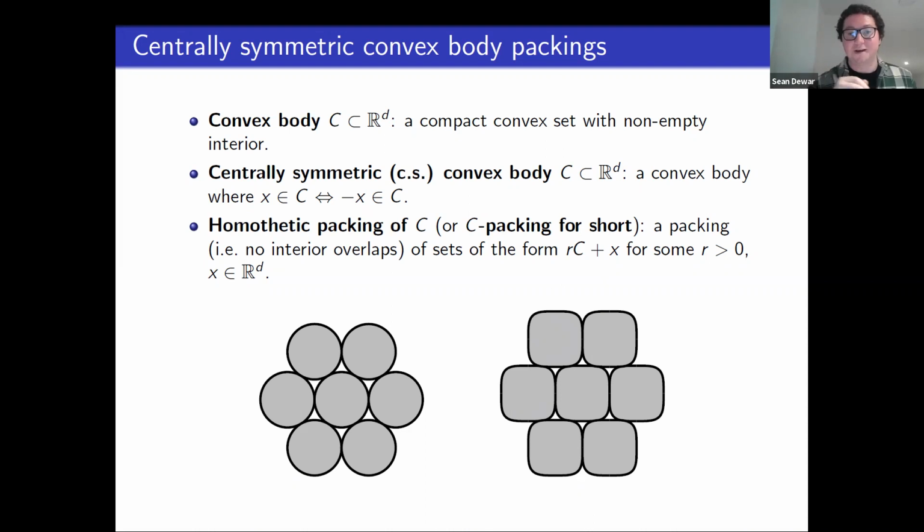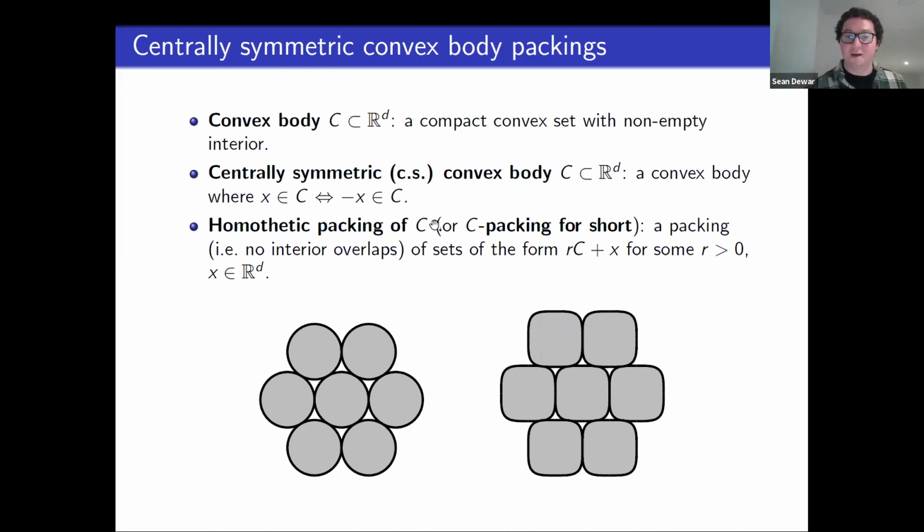Okay, and then a homothetic packing is quite a long word, but all it means is that when we're packing our shapes, we're taking our original, for the most part a centrally symmetric convex body, but it can also just be a convex body C. And to form the packing, we just translate it, or translate it and scale it, to form all the other shapes in the packing. So no rotations are allowed whatsoever.